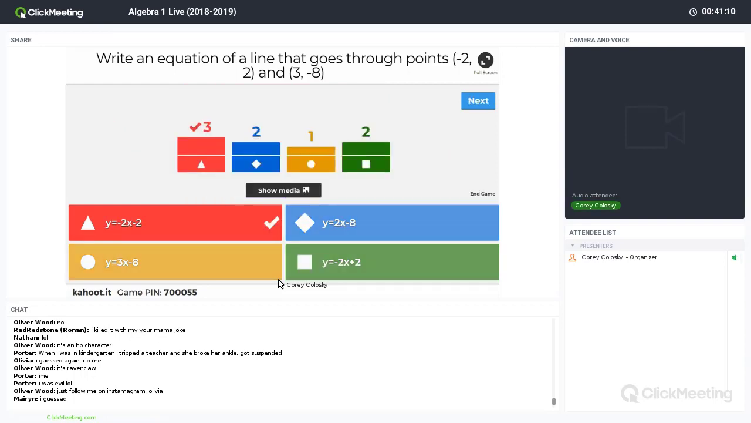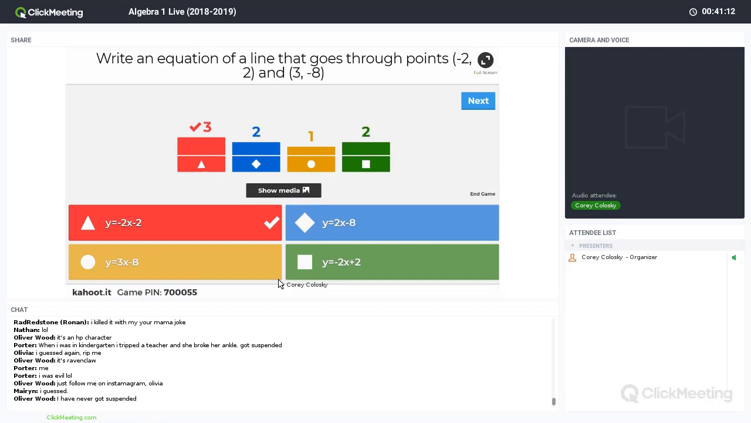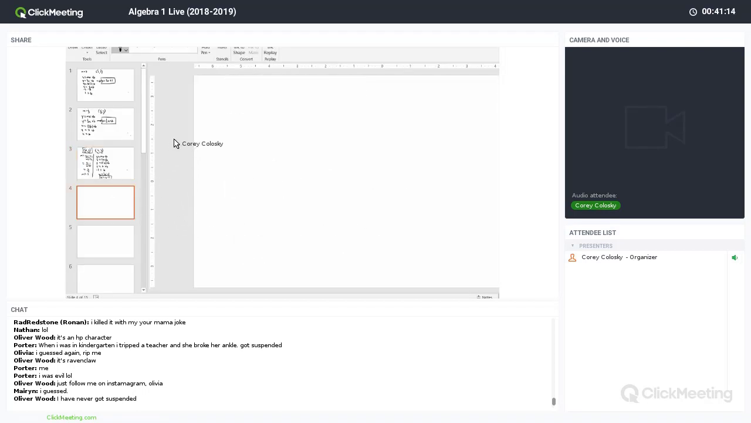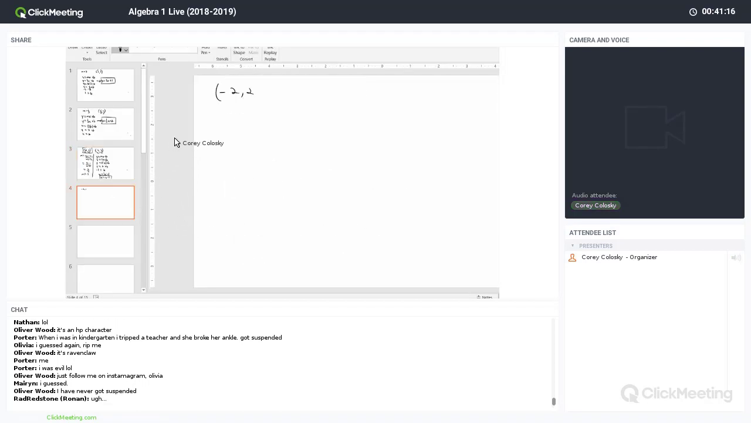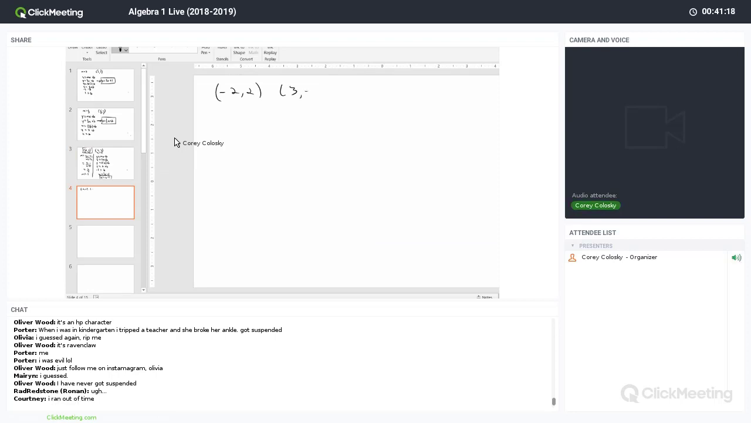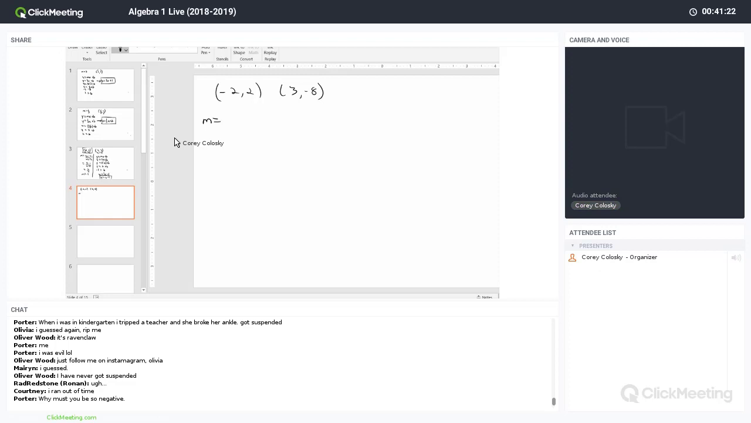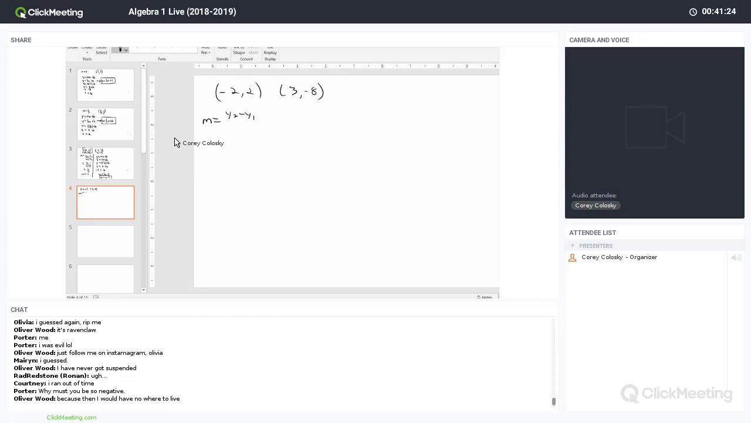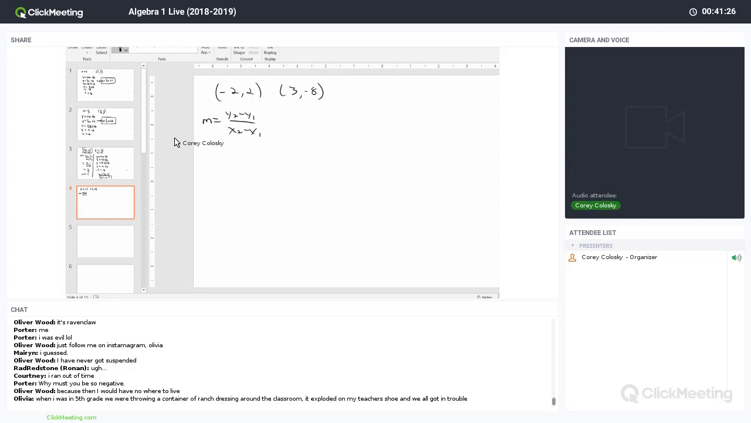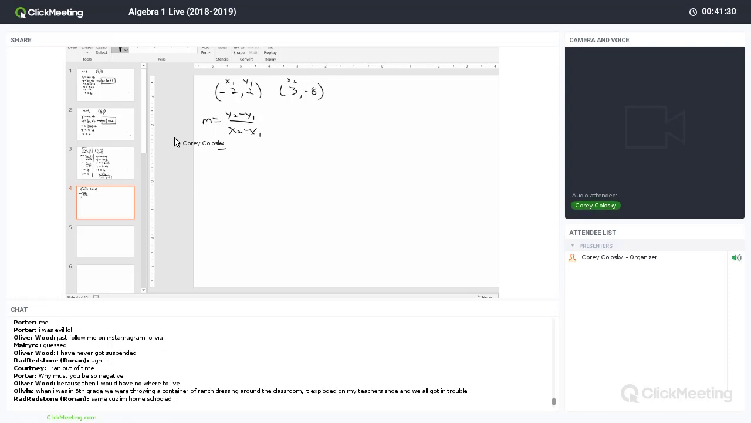Okay, not quite as many on this one. I think the negatives is probably what's tripping people up. Negative 2, 2, 3, negative 8. So negative 2, 2, we have 3, negative 8. So to begin, we can find the slope. Okay, so we have y2 minus y1 over x2 minus x1. So if this is x1, y1, this is x2, y2. You can plug in the numbers.